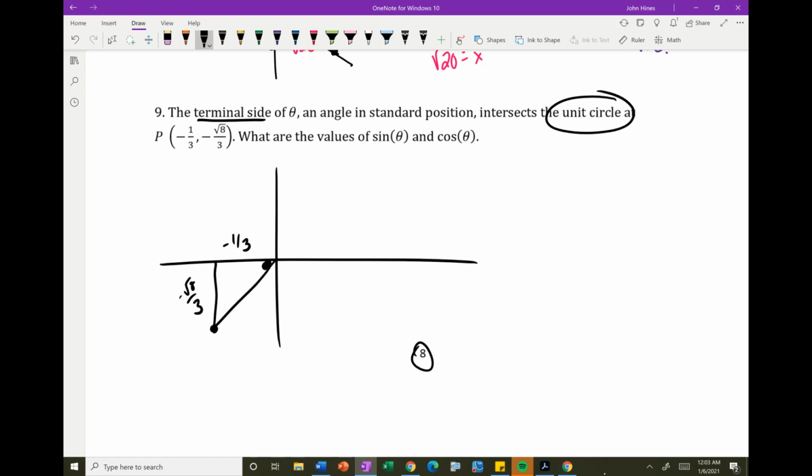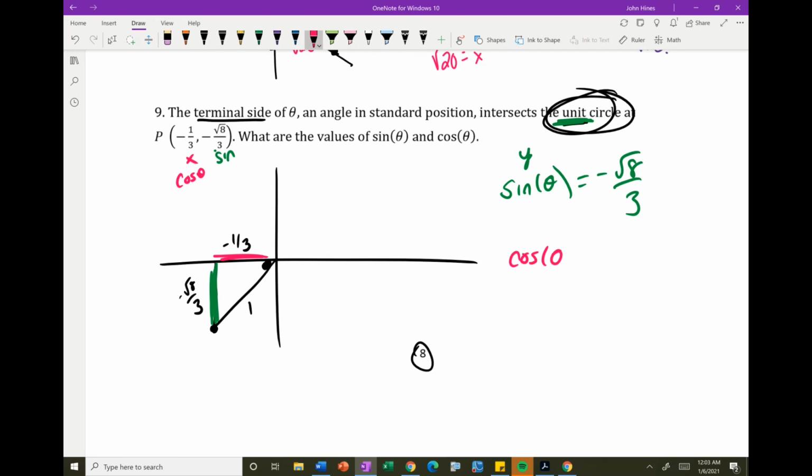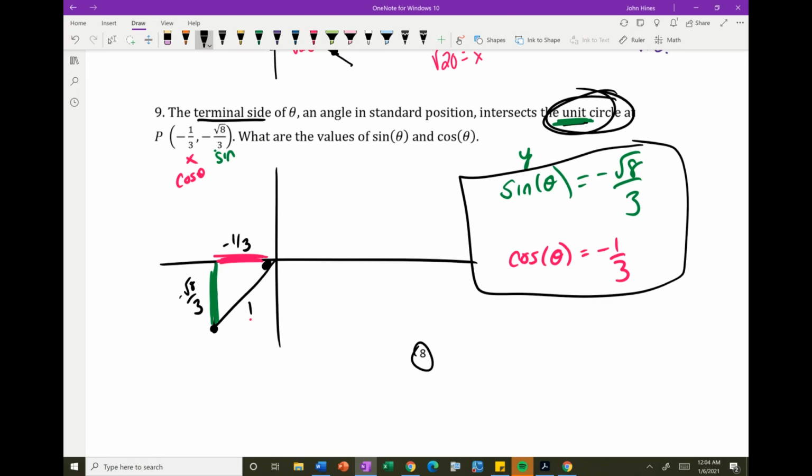Now I could do the Pythagorean theorem, but they told me I'm living in a unit circle. So that gives me my hypotenuse of 1 already. So that was the key thing here. If my hypotenuse is 1, I already know what sine and cosine are. Sine is opposite over hypotenuse. Well, in this case, sine is just the vertical piece because it's over 1. So sine is negative radical 8/3. That's your y value. Your y value is sine. And my horizontal piece, my x value, is cosine. So the cosine of theta is the horizontal piece, adjacent over hypotenuse. So I get negative 1/3. And that gives me the answer to this question.